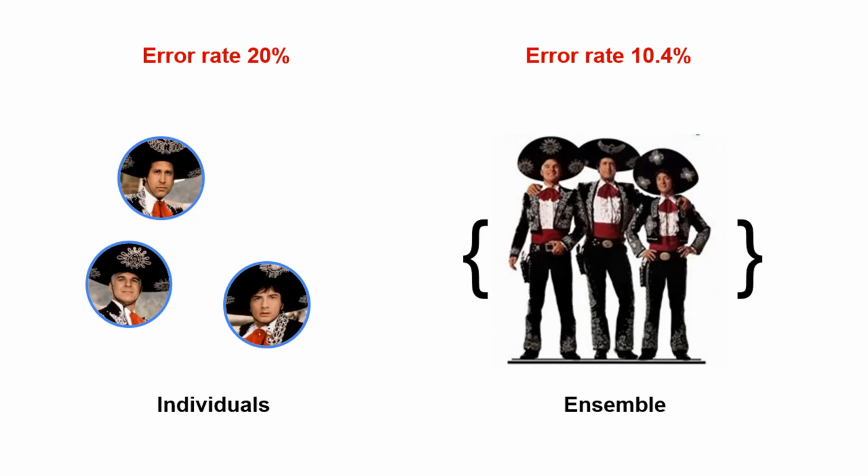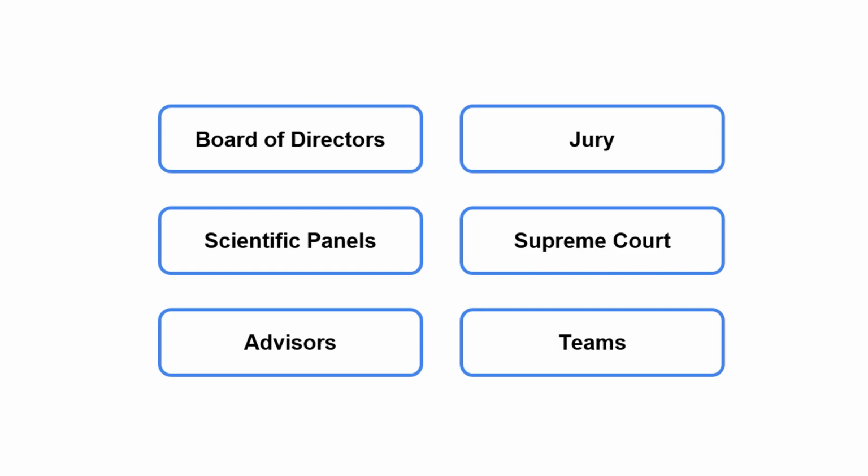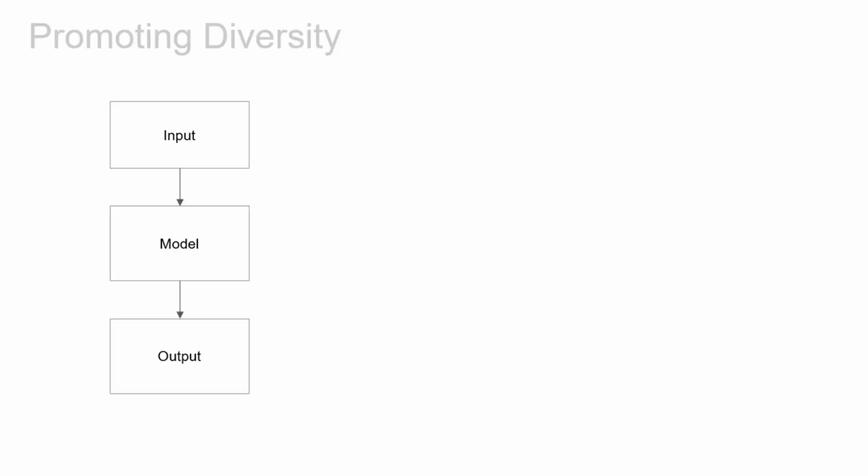Folks, this is why diversity works. You now know the mathematical logic behind it. You can see a similar approach in everyday life. Board of directors, panels, advisors, ask the audience in the game shows, jury, courts, and your project teams. In the context of data science and machine learning, a group of models is better than one model. However, I left the most important question out. How can we promote diversity in a group of models?